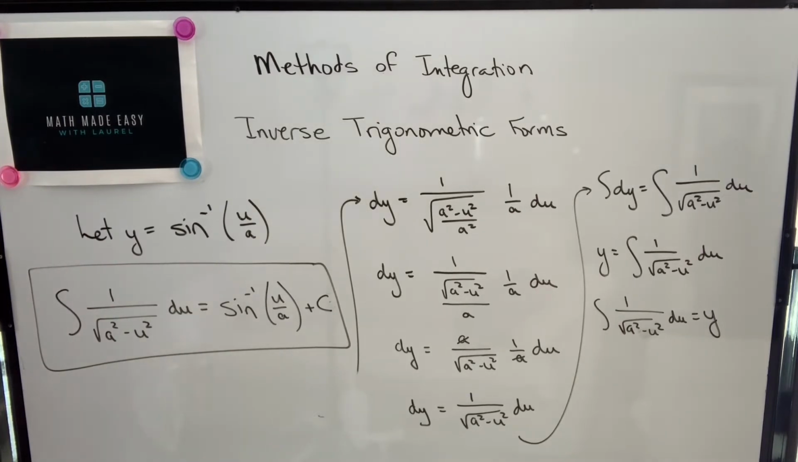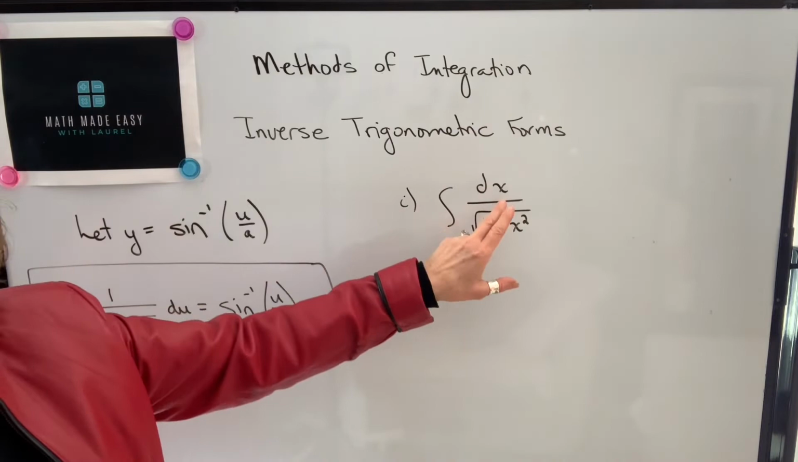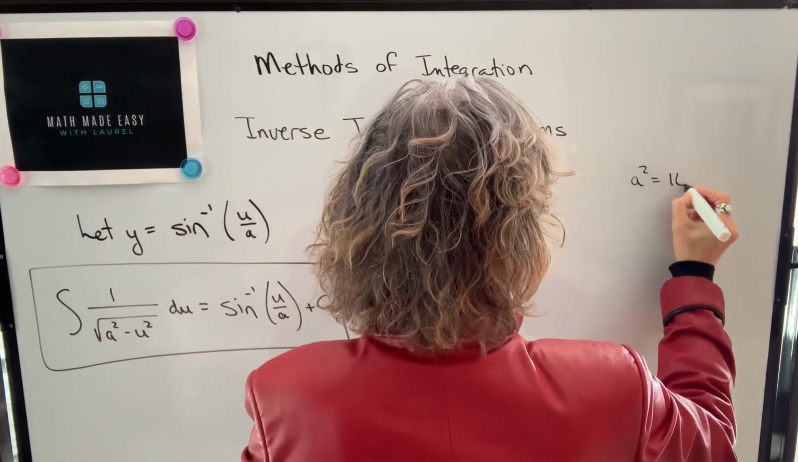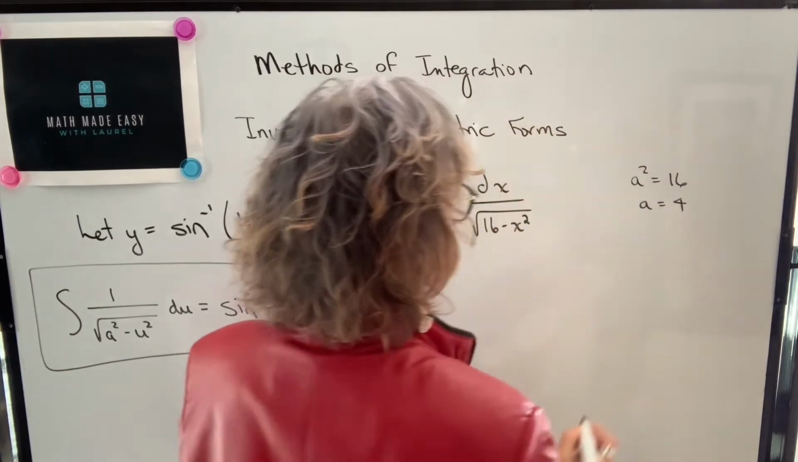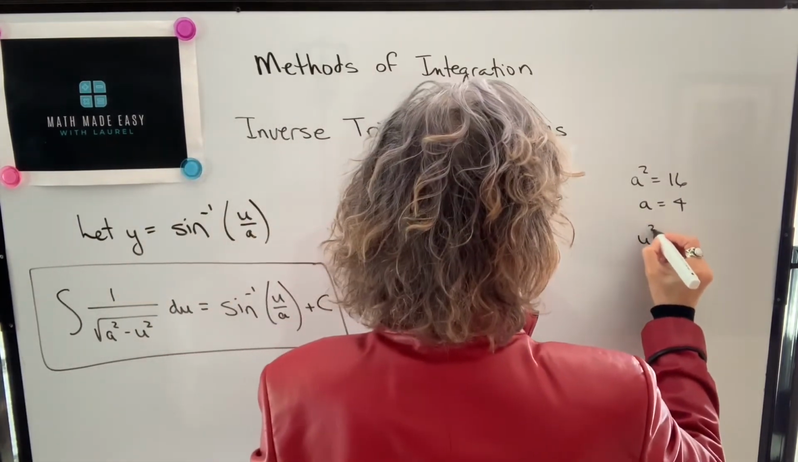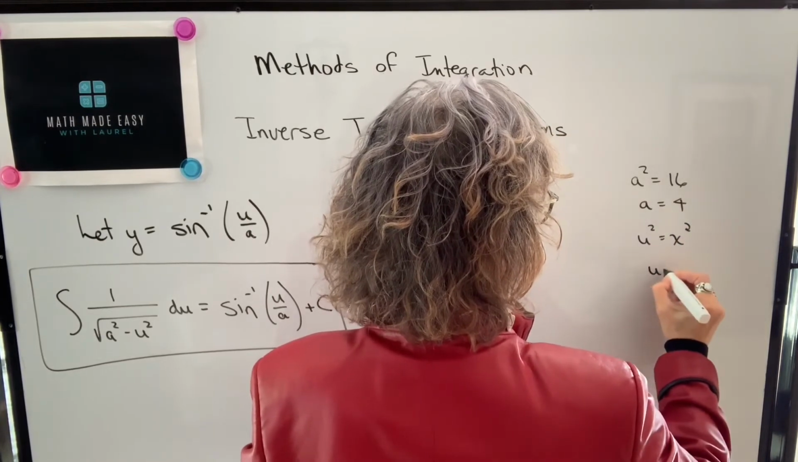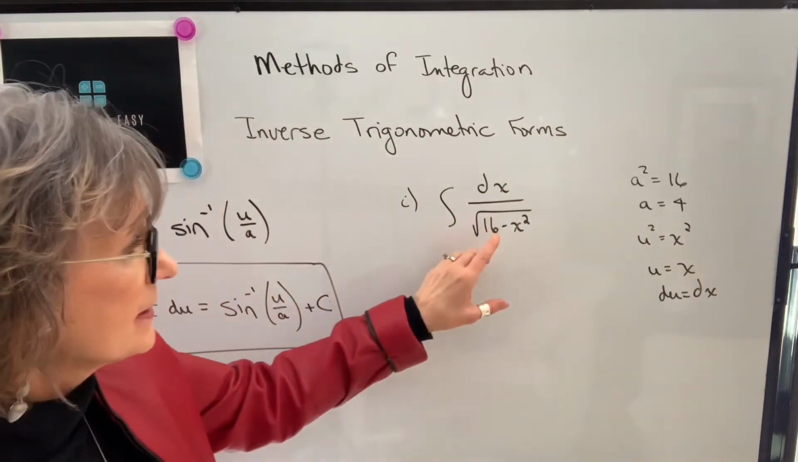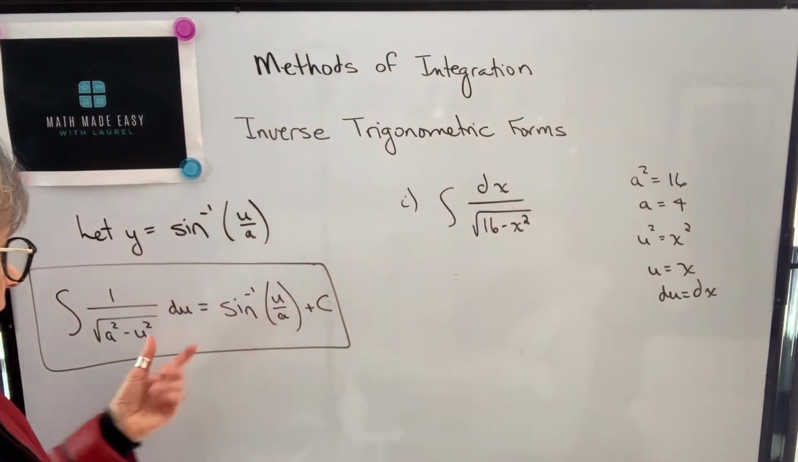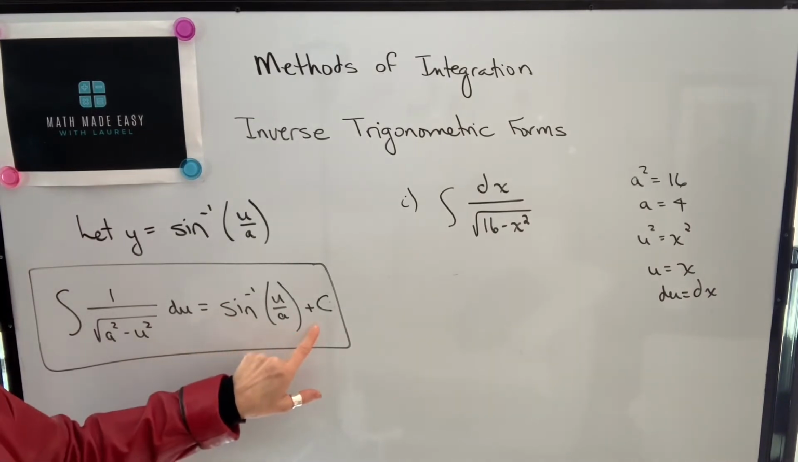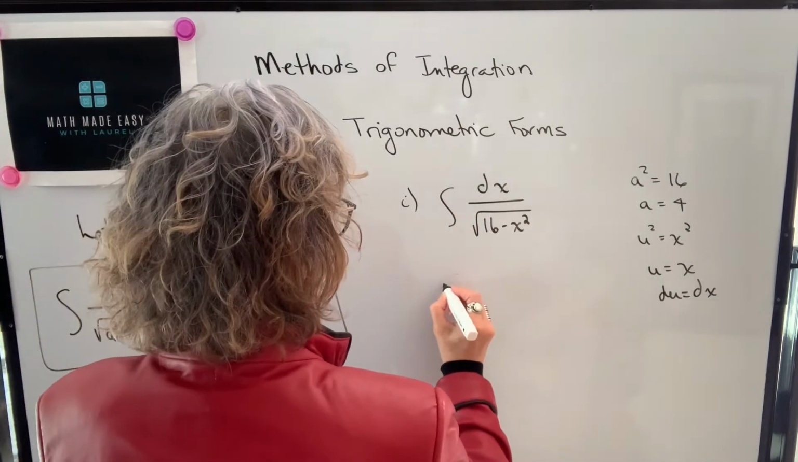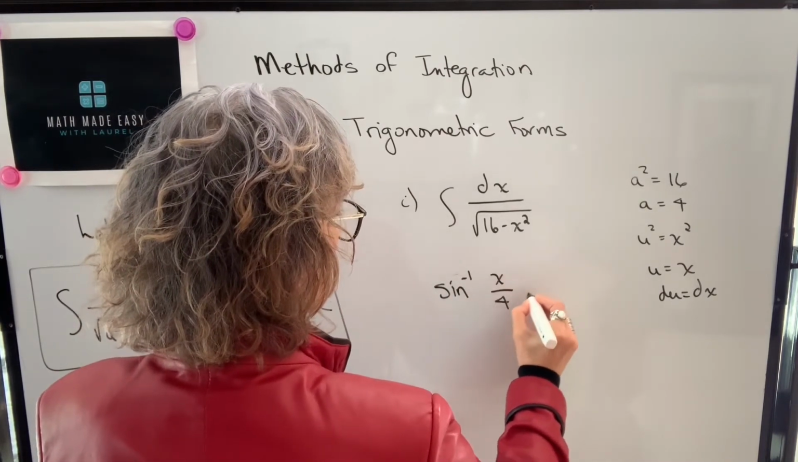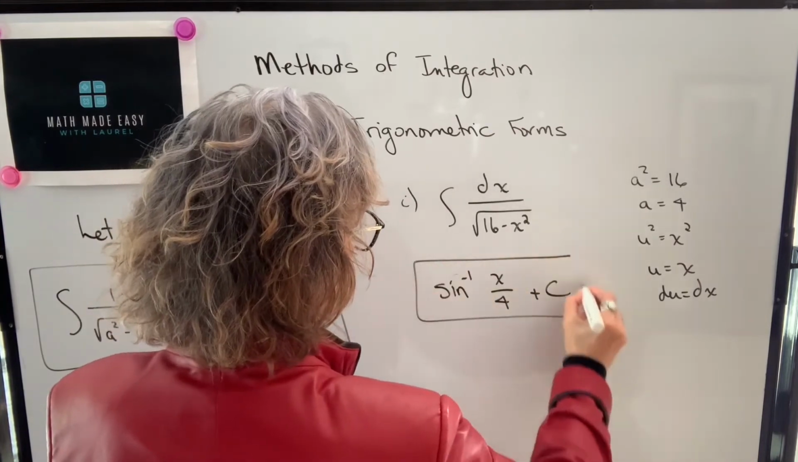Let's take a look at an example. If I had this integral, if we were to fit it in this pattern, a squared is 16, so a is 4. U squared is x squared, therefore u is x, therefore du is dx. You can see that we don't have to do any manipulation, it fits the pattern as is, so we just integrate it by plugging into this pattern. So this integral will be the inverse sine of u, which is x, over a, which is 4, plus a constant of integration.